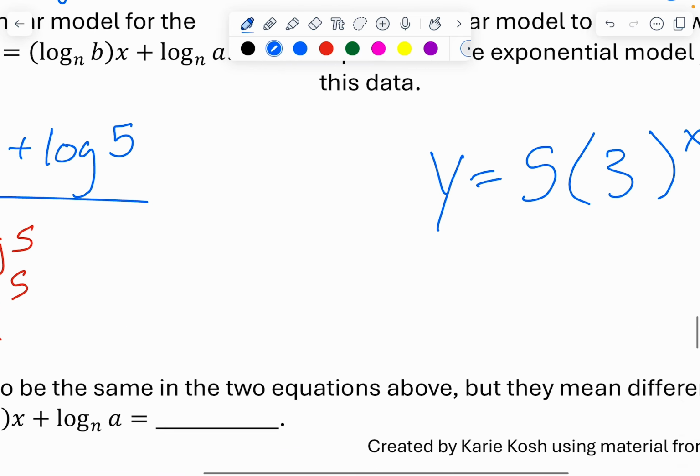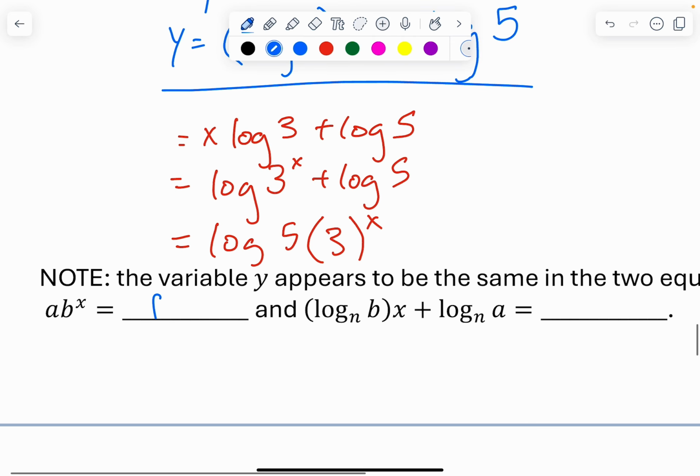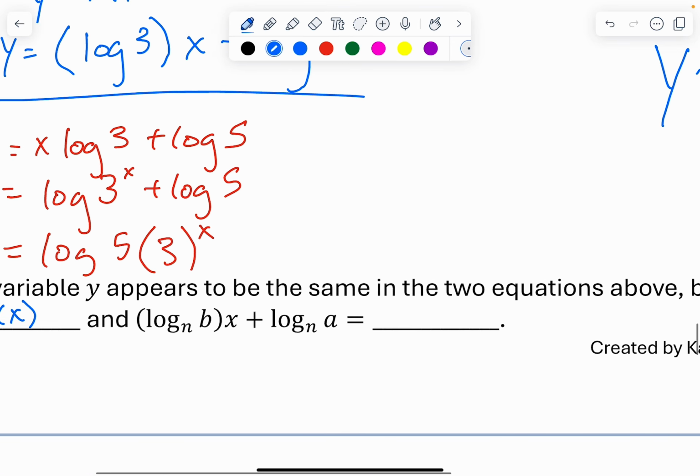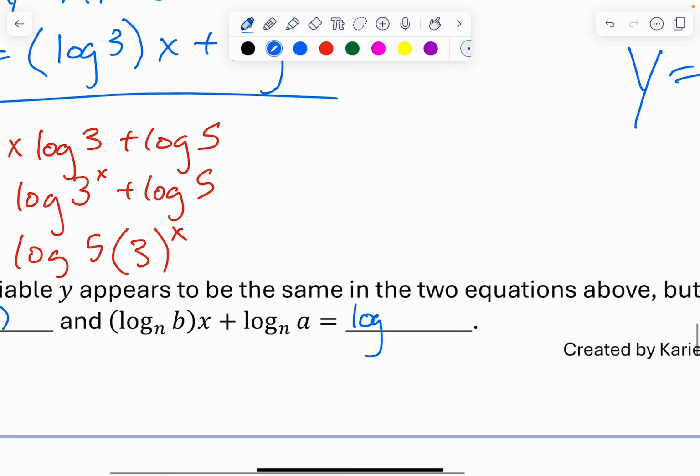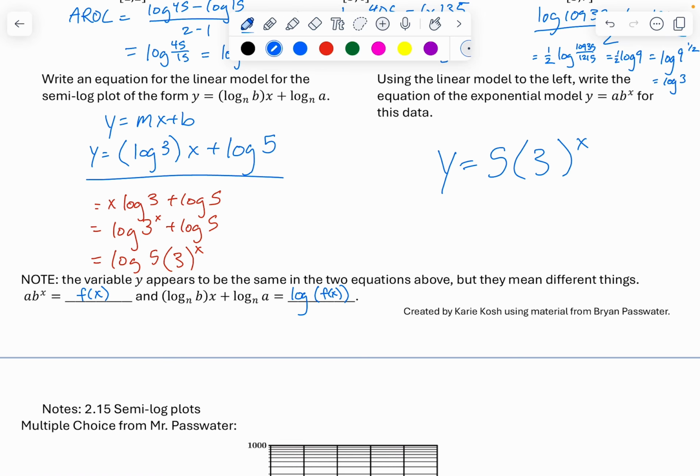But it has bothered me that we let y equal this and y equal that. And so I went and talked to one of my colleagues, and she was helpful and said, think of y as just the output value, but they might mean different things. So for example, this a times b to the x would be equal to f of x. And then when you take the log of everything, the output value is now log of f of x. So these y values don't mean the same thing.